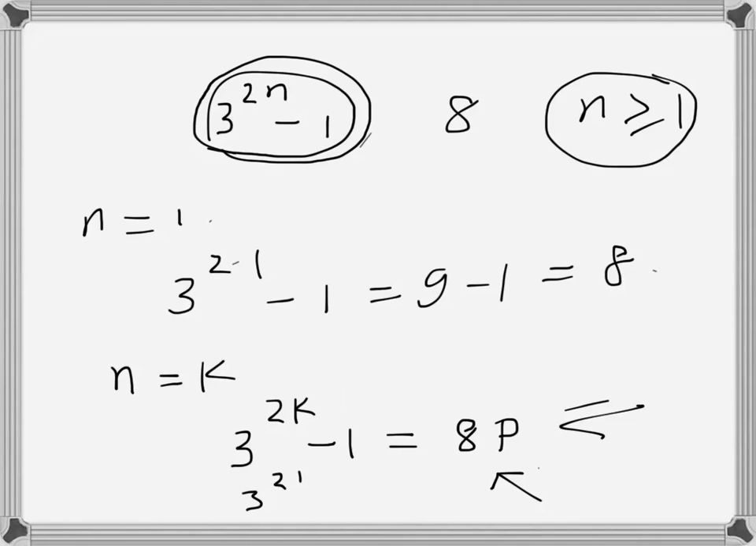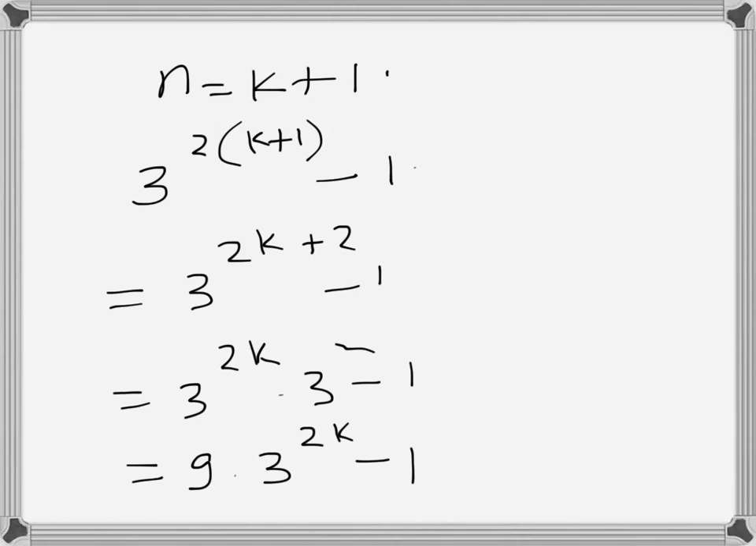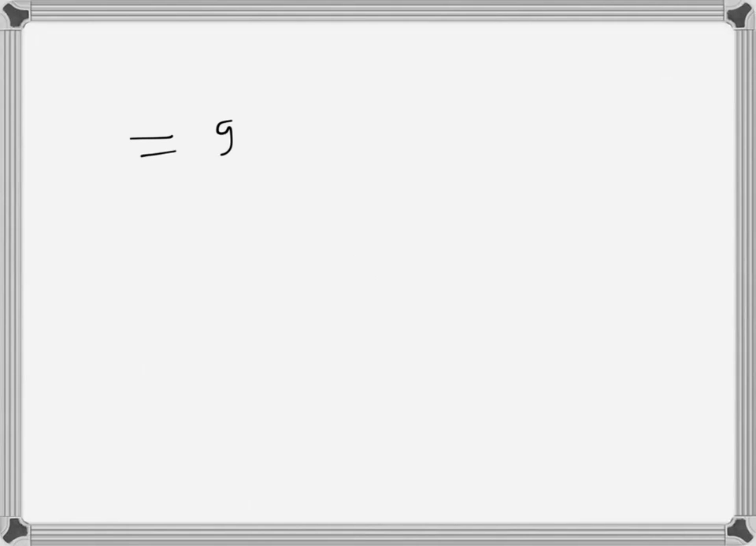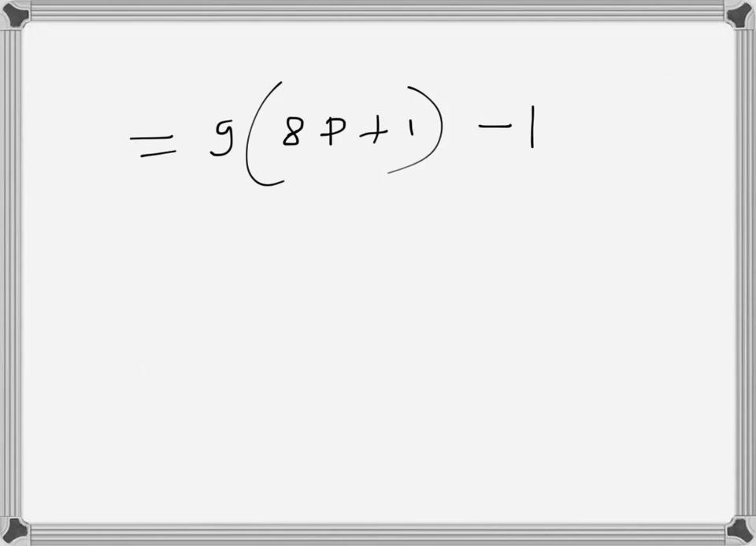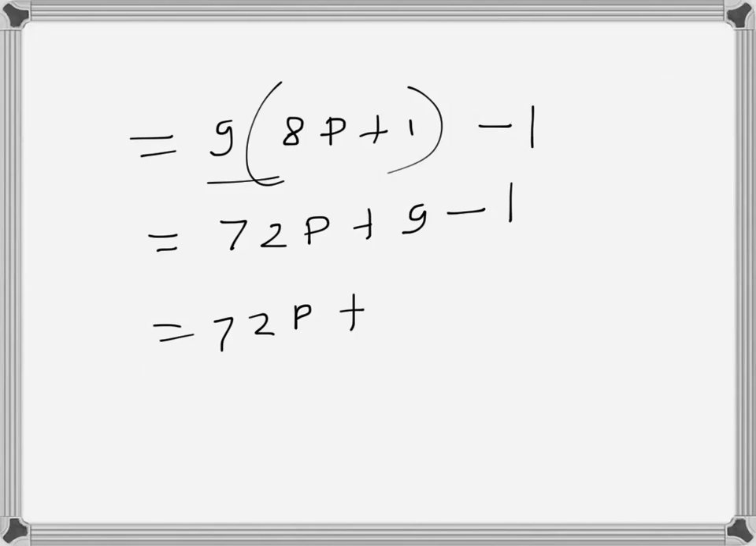Now what we could do from here is write 3 to the power 2k as 8p plus 1. So instead of 3 to the power 2k, we can write 8p plus 1. So this is 9 times (8p plus 1) minus 1. Getting rid of the bracket, it becomes 72p plus 9 minus 1, so that's 72p plus 8. If I take 8 out, it will be 8 times (9p plus 1).